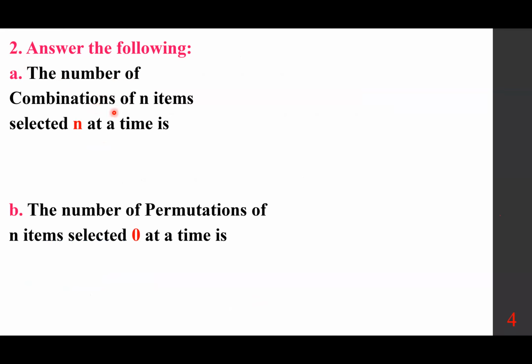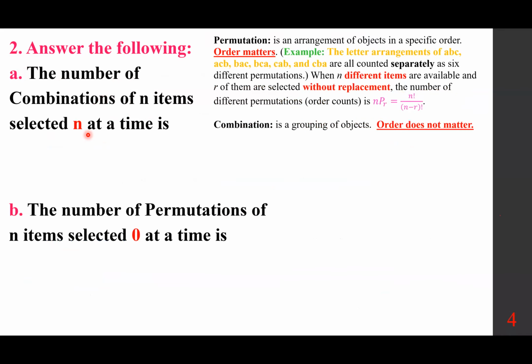The number of combinations of n items selected n at a time is, well, let's discuss a couple of things. Permutation. Can somebody read the definition of a permutation and combination for us? Permutation is an arrangement of objects in a specific order. Order matters. Example, the letter arrangements of ABC, ACB, BAC, BCA, CAB, and CBA are all counted separately as 6 different permutations.